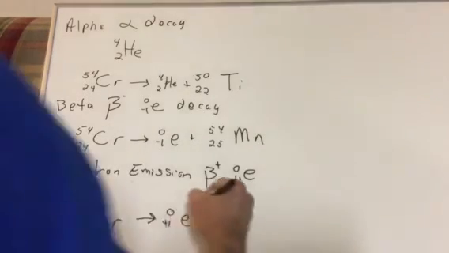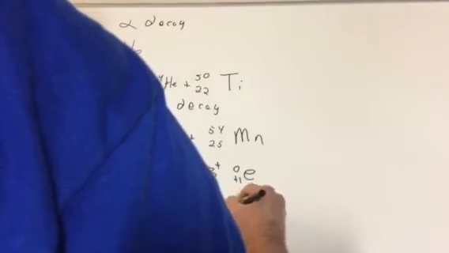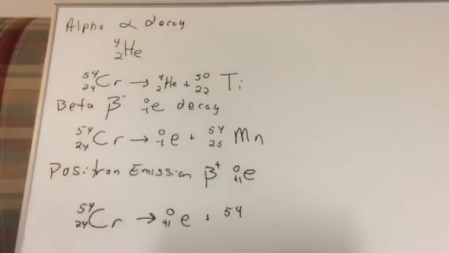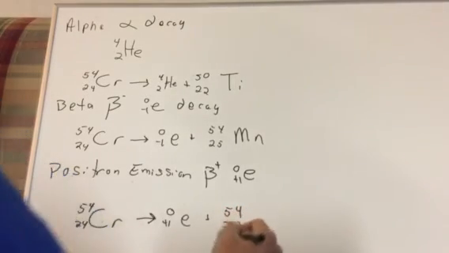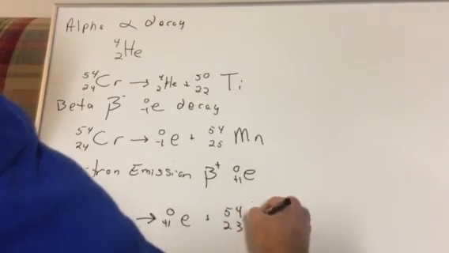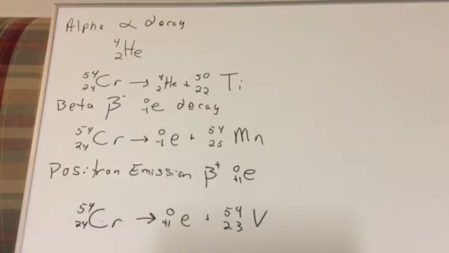So the mass does not change. So it's still 54. But now a proton has given up that positron, making it now a neutron. So it goes down in number. So it becomes 23. Then using your table, you get vanadium, excuse me. Okay, so we have alpha decay, beta decay, and positron emission as being 3 types.